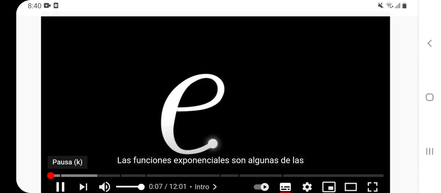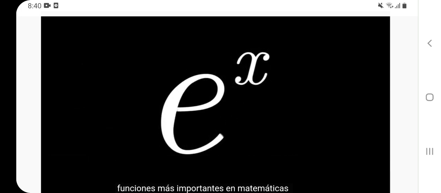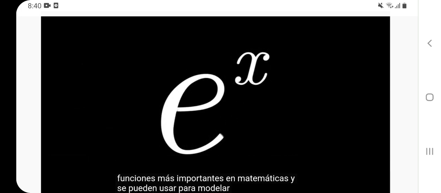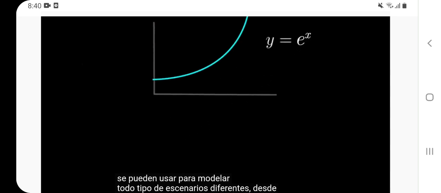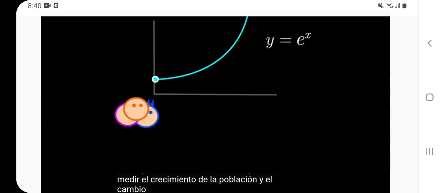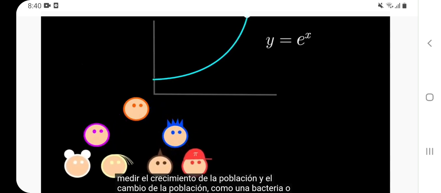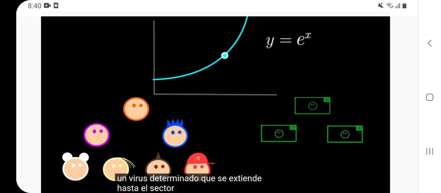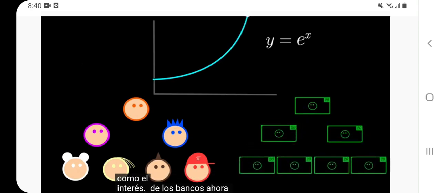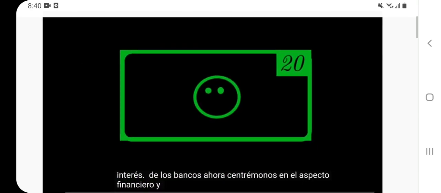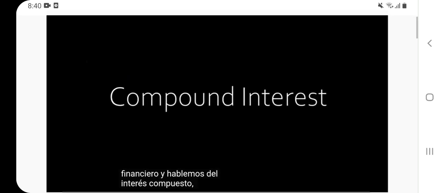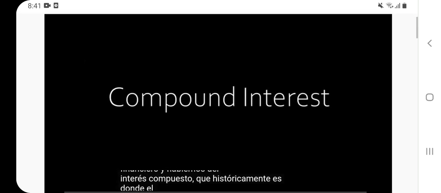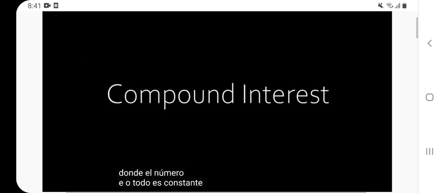Exponential functions are some of the most important functions in mathematics, and they can be used to model all sorts of different scenarios, from measuring population growth and population change, like for a bacterium or a certain virus that's going around, all the way to the financial sector, such as interest from banks. Now let's focus on the financial side and talk about compound interest, which is historically where the number e, or Euler's constant, was first discovered.